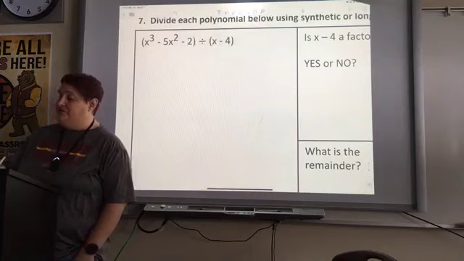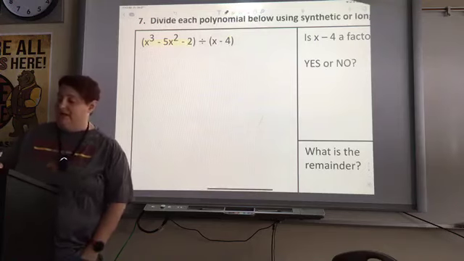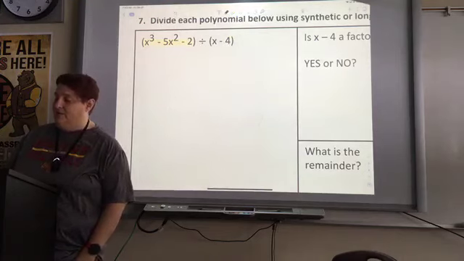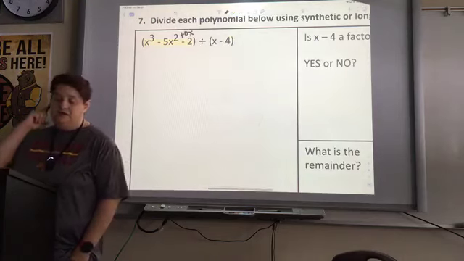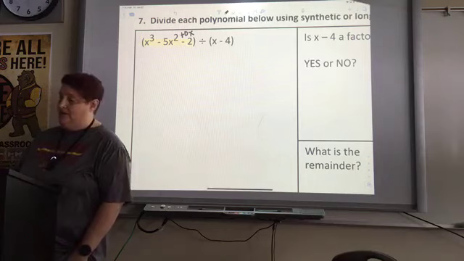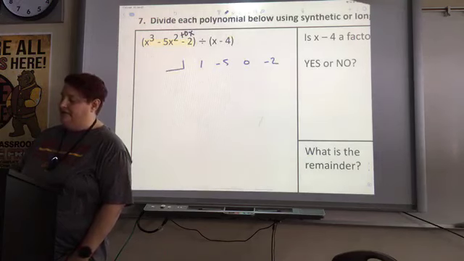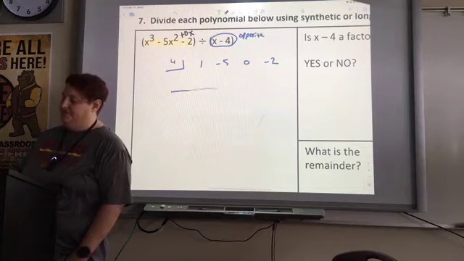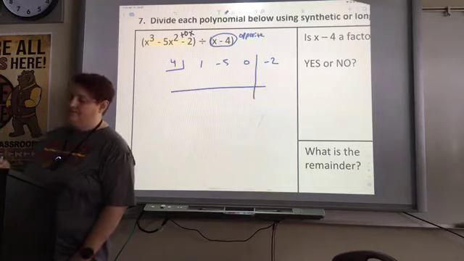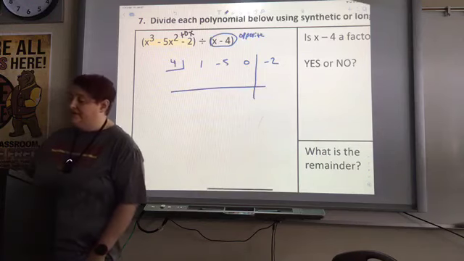Okay, guys, first thing. When you see that it goes x^3, x^2, and then nothing in a number, there needs to be an x^1 there. So when I write it, I'm going to use a 0 right there, okay? Do you guys remember to do that? So it's 1, -5, 0, -2. And then remember that with this, we take the opposite if it comes from a factor. So it's 4.